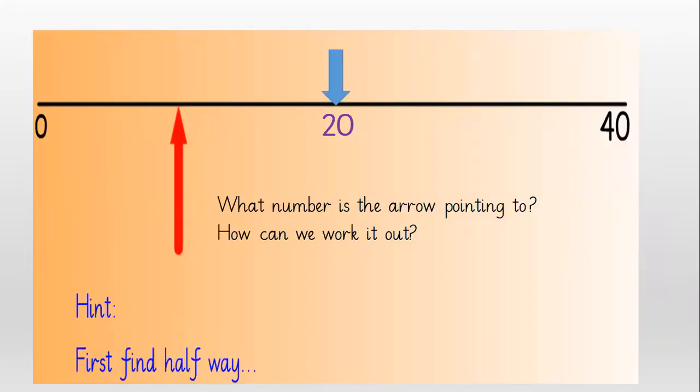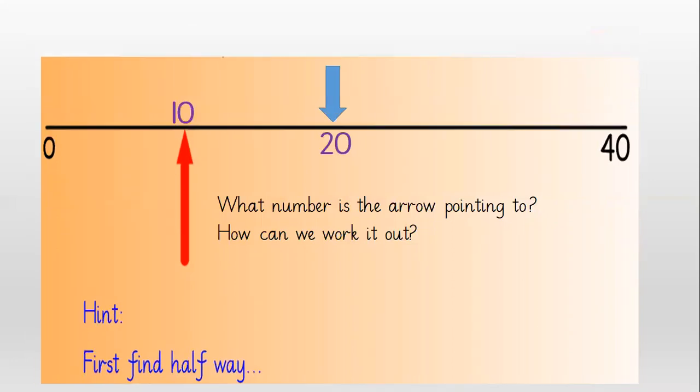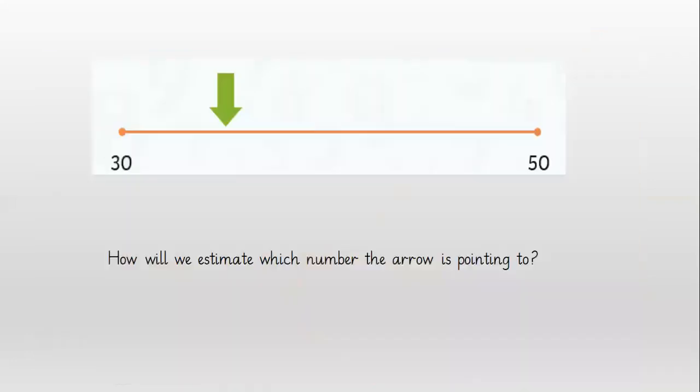So first we're going to find halfway. And my blue arrows tell me that halfway is 20 because half of 40 is 20. So we've got that. Now, does that make it a little bit easier to find out what the red arrow is pointing to? Is it halfway between 0 and 20? Have a think and let's have a look. Yes, it is. It's exactly halfway. So we know between 0 and 20, 10 is halfway. So it makes it really easy to put your halfway points in to help you.